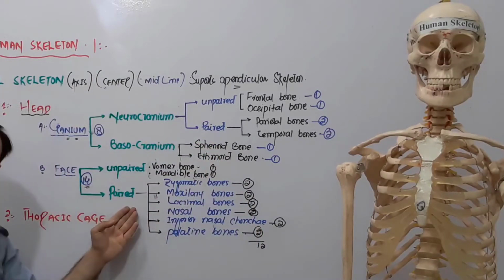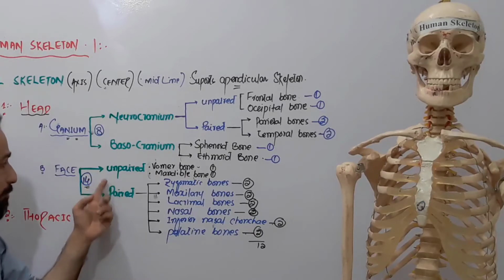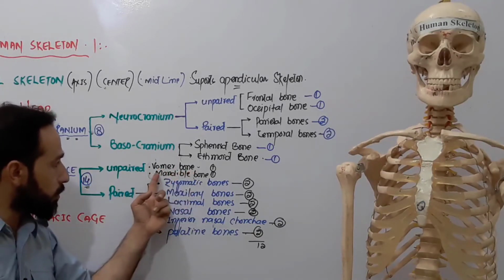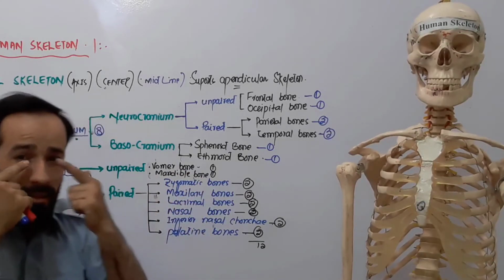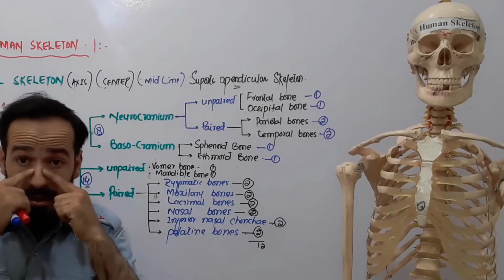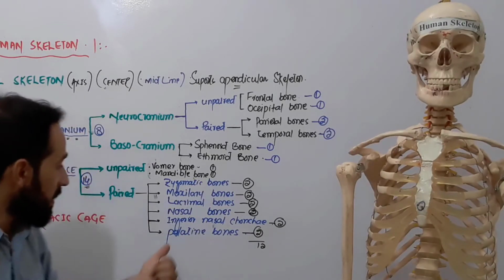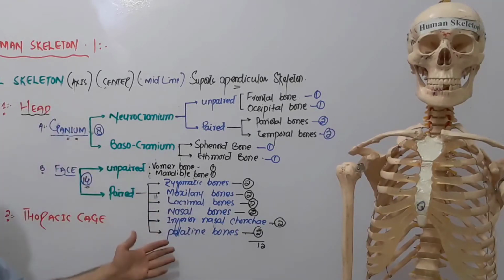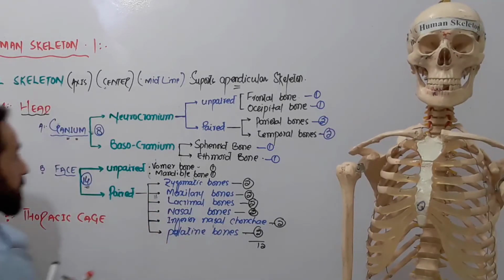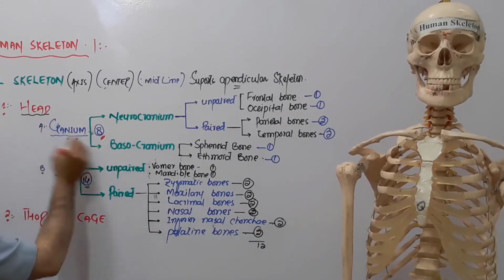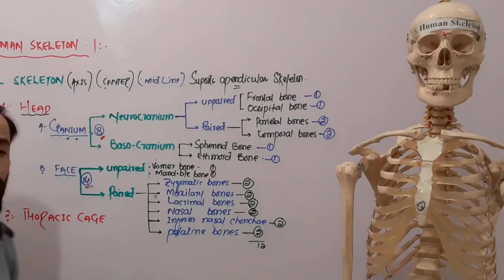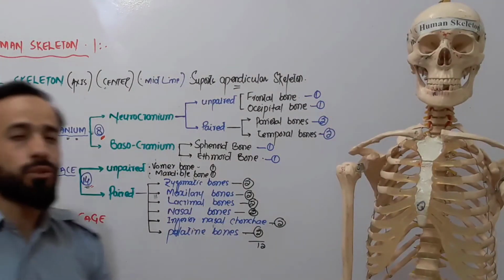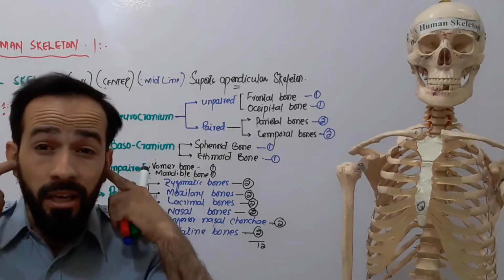And then in your face, I told you that there are two groups of bones, unpaired bones and paired bones. Unpaired bones are vomer bone and mandible bone. Paired bones are zygomatic, maxillary, right? Then there are lacrimal, then nasal, then inferior nasal conchae, and then palatine bones. So total 14, but let's count once again. How many bones are present in your head? In your cranium, total 8. How many bones are present in your face? Total 14. So it makes how much? About 22 bones. But we should not forget the ear ossicles.